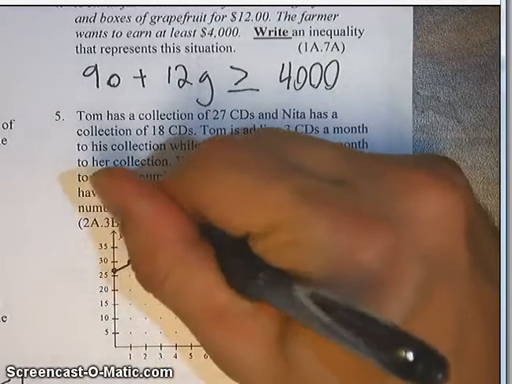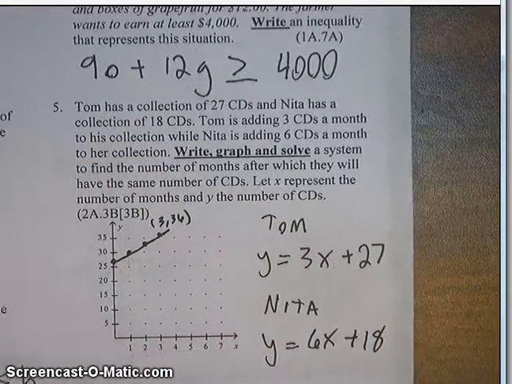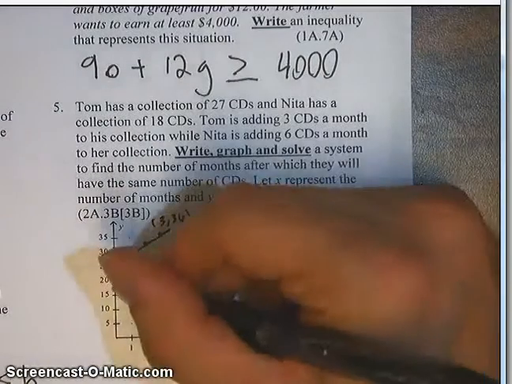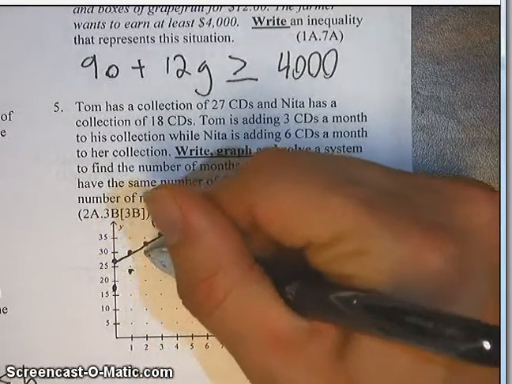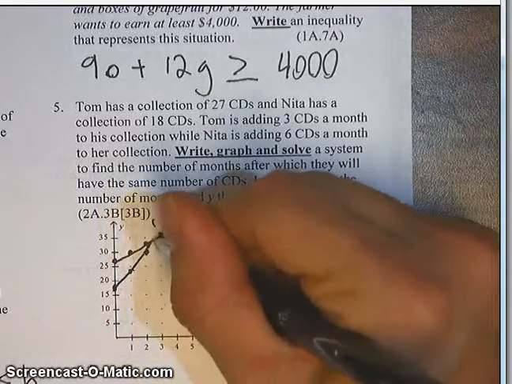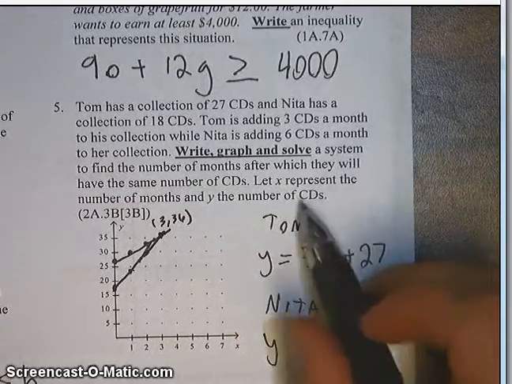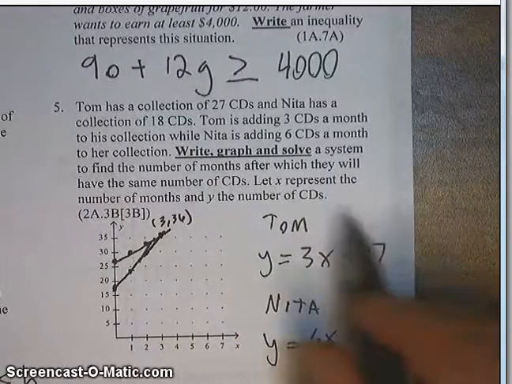and that last point is 36, just in case we forget. And Nita, she starts out with 18, and every month she's going up by 6. So 18 goes up to 24, 24 goes up to 30, and 30 goes up to 36. So here's the Nita curve, and she goes through 36 as well. So we're supposed to write, graph, and solve. Okay, I graphed them, and I solved them.